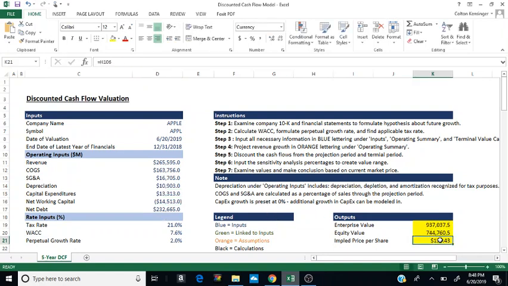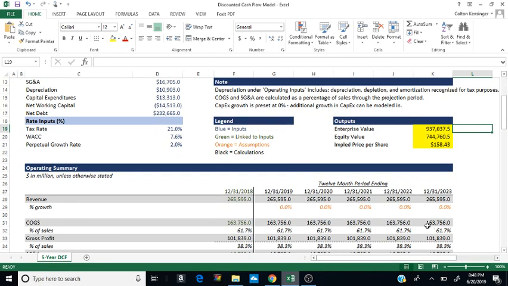As you can see, our stock price is about 258 because that looks awesome. We're spending all that money on PP&E and we're adding it to our free cash flow.